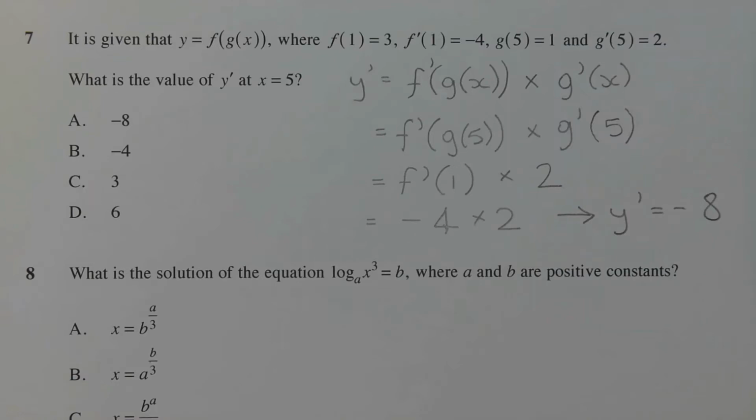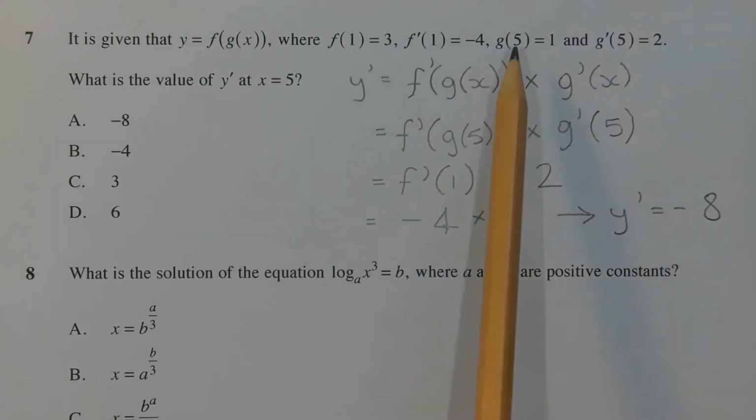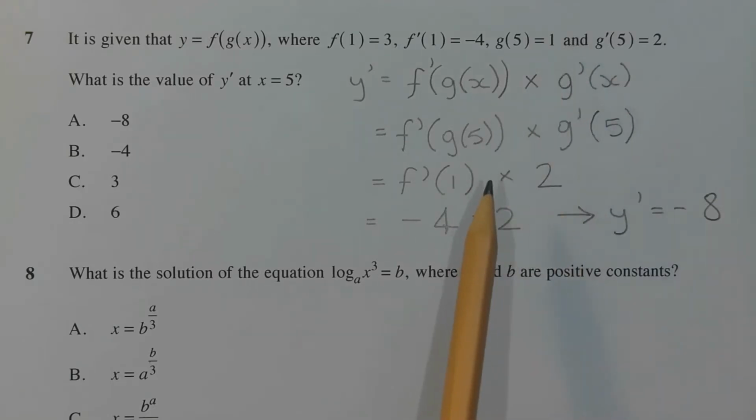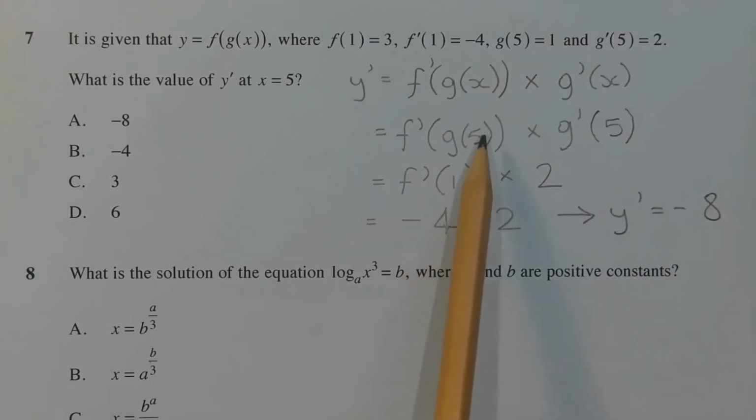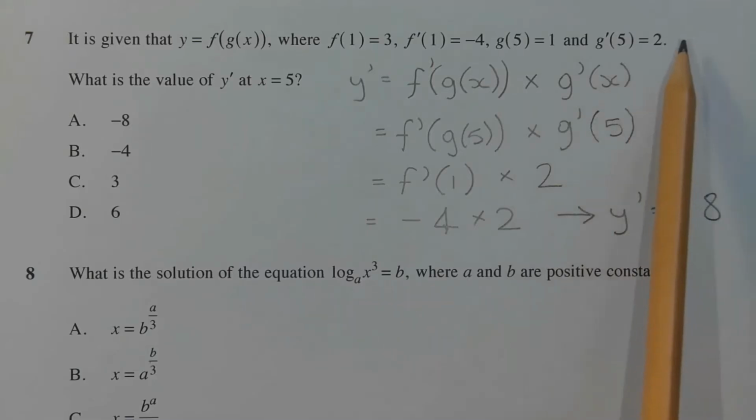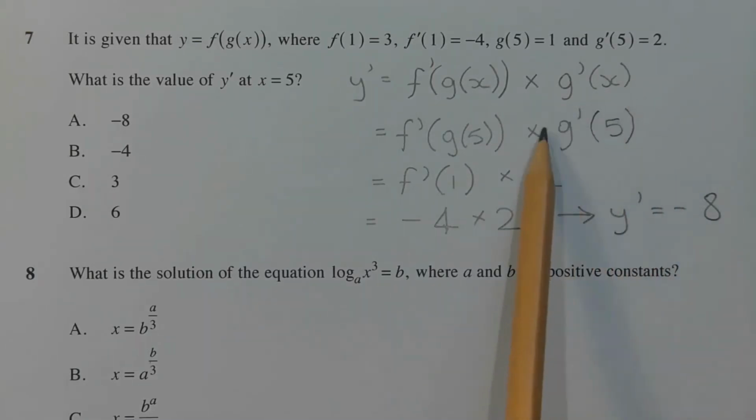Now we're interested in the value of the derivative y dash at the point where x equals 5. So substituting 5 for x here and here, we get y dash is equal to f dash of g of 5 times g dash of 5. Now by definition, g of 5 is equal to 1. So I'm going to substitute 1 for g of 5 here, and g dash of 5 is equal to 2. So I'm going to replace this here with 2.